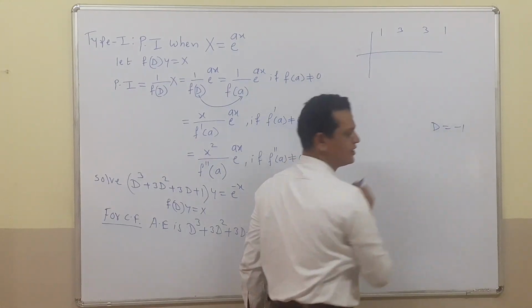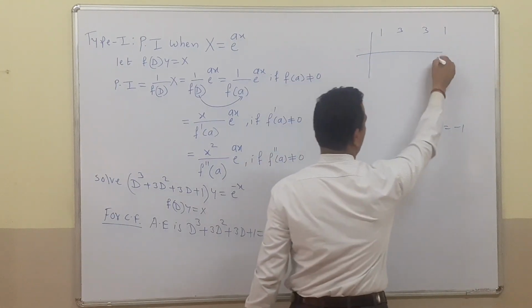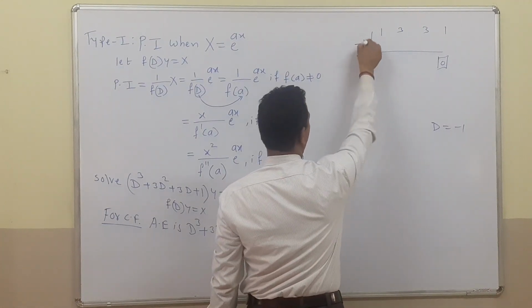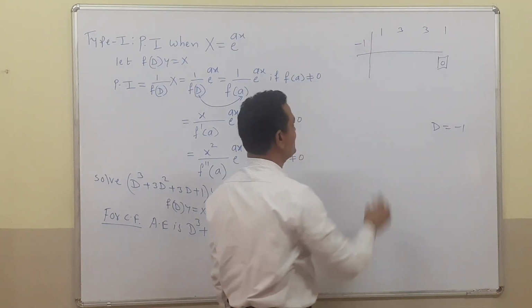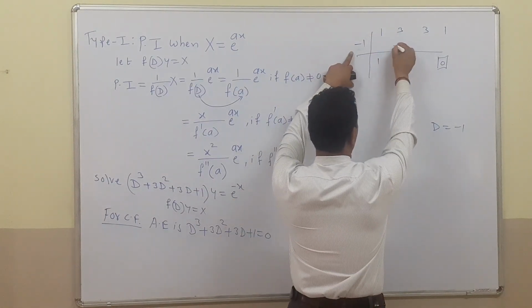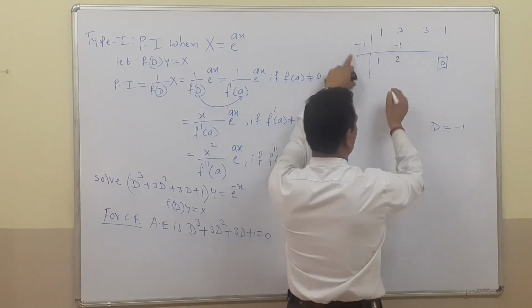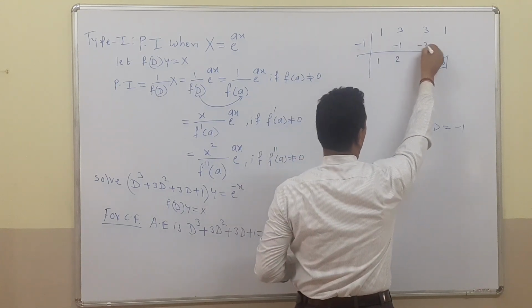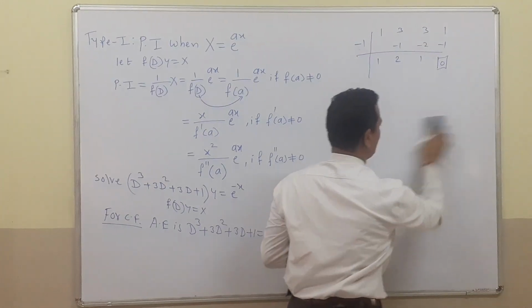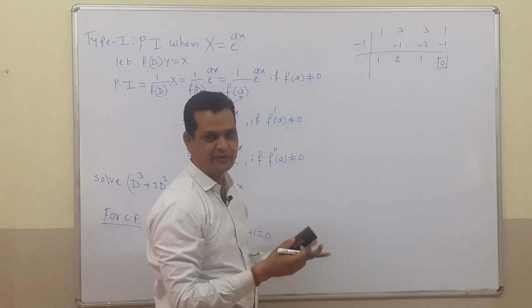That's why d is equal to minus 1 is the factor, so that we get remainder as 0. So let's try for d is equal to minus 1. So this 1 as it is, so this is 1 and minus 1, so this is minus 1, answer is 2, so this is minus 2, this is 1, and this is minus 1. So in this way we get the factor with the help of synthetic division.